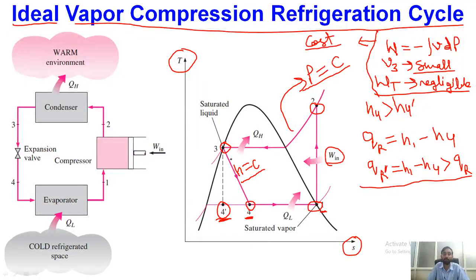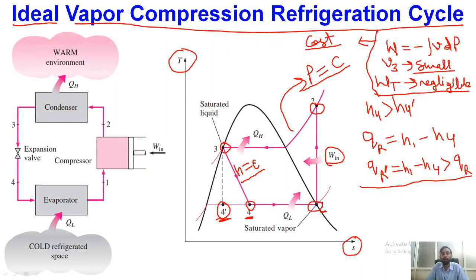However, our throttling devices are very simple devices with very small, almost negligible cost. Because of that, in practical scenarios, since from the turbine we would get a negligible amount of work done, whereas the cost of the turbine would be very high, a throttling device is implemented.